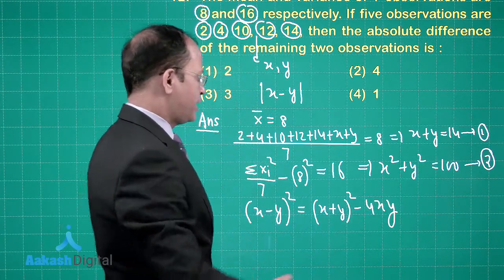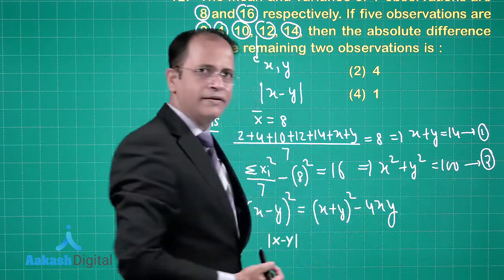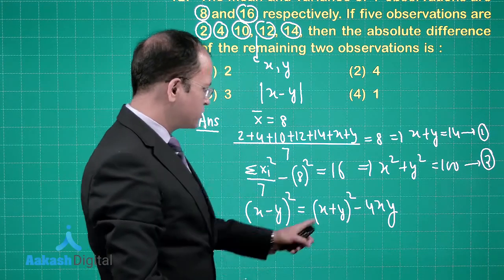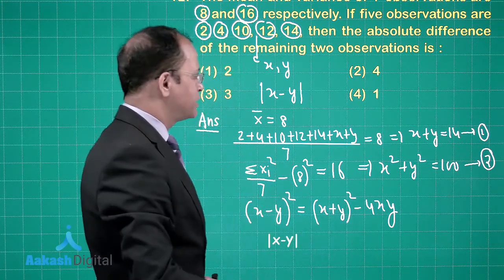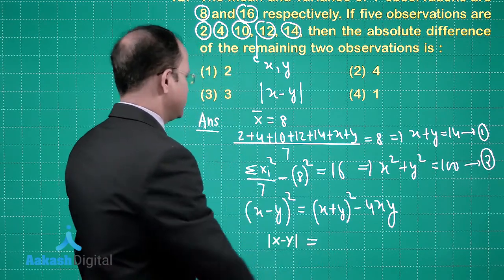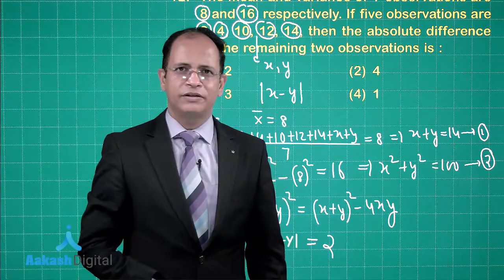So once you get x plus y is equal to 14, and x square plus y square is equal to 100, we can just substitute the values of x plus y and xy. This is mere algebraic calculation, and the final answer we get here is 2. So that means option 1 is the correct one.